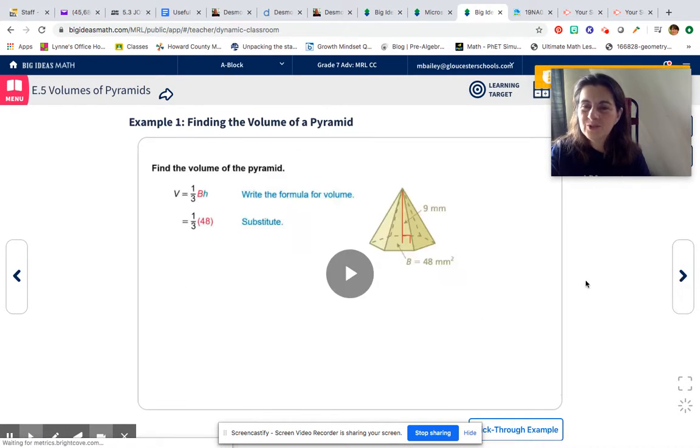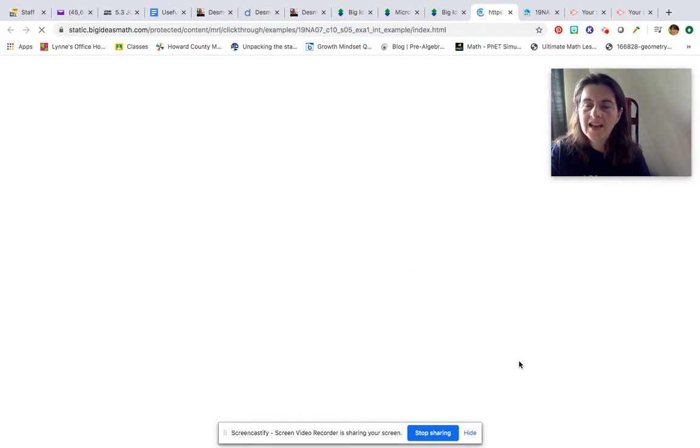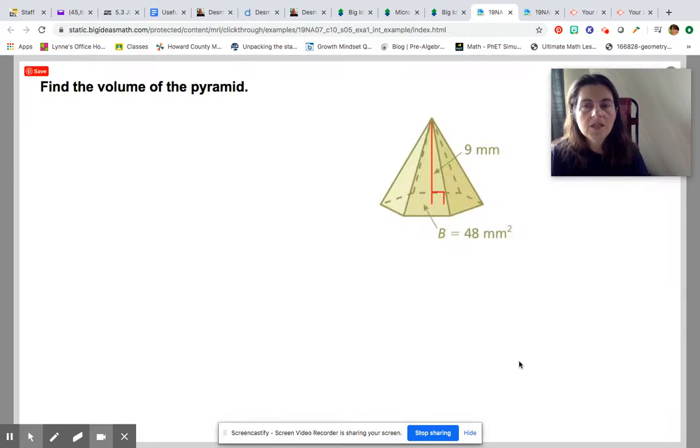Let's see how we can use the formula when we're looking at a question. So here we have a pyramid. We can look at its base. The base has 6 sides, so this is a hexagonal pyramid. We do not know how to find the area of a hexagon, and actually the formula is rather complex. But in this question, we've been given the area already. Let's look at the formula.